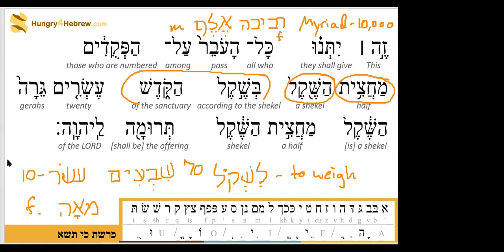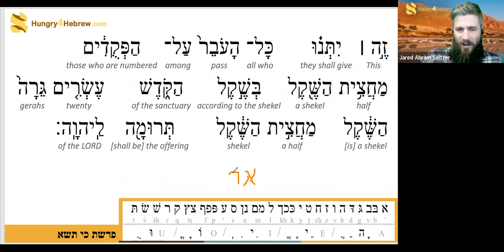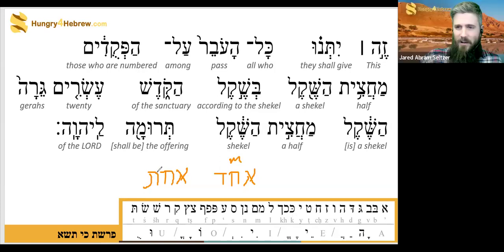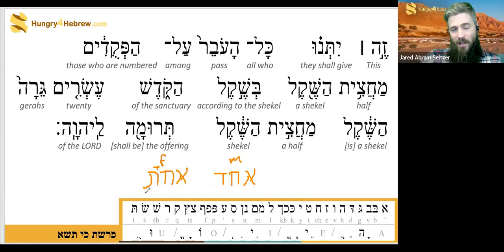I wouldn't be surprised. Let's start with the basics. Echad versus achat. Echad is masculine. And the feminine has a tav. It means that we have a dalet missing inside of here. It should have been echad, but that's hard to say, so it turns into achat without a dalet.